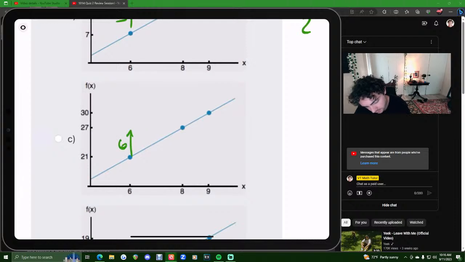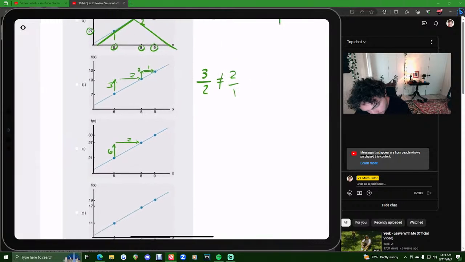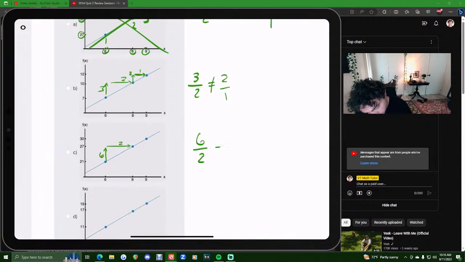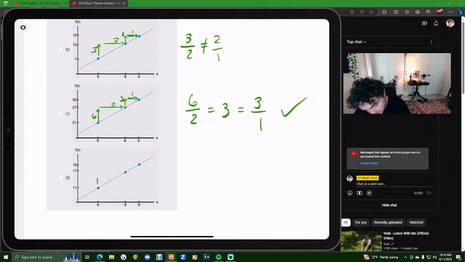Rise of 6 from 21 to 27. Run of 2. 6 over 2 is 3. How about this? Rise of 3. Run of 1. Does 3 equal 3 over 1? Yes. And I'll just do option D just to confirm.